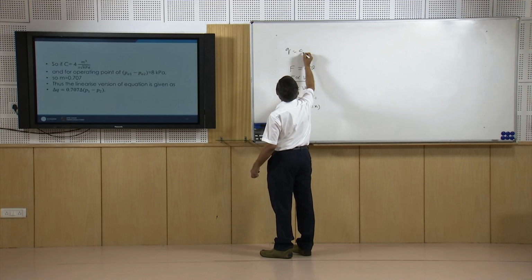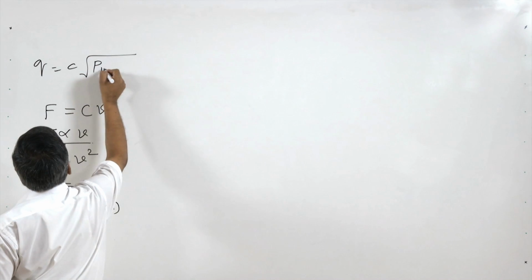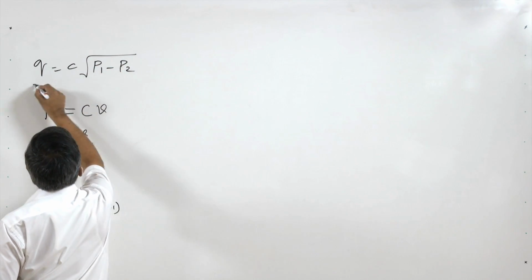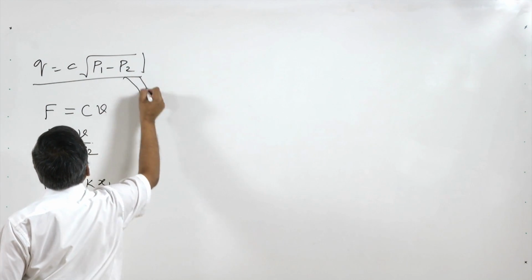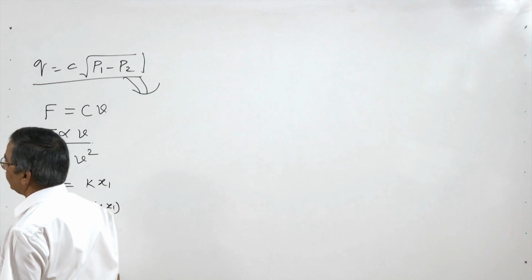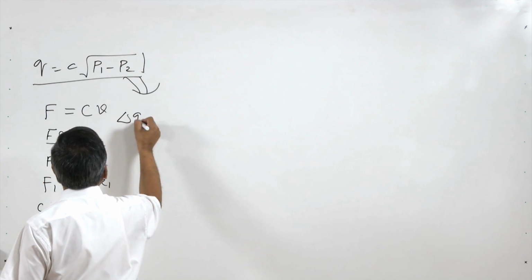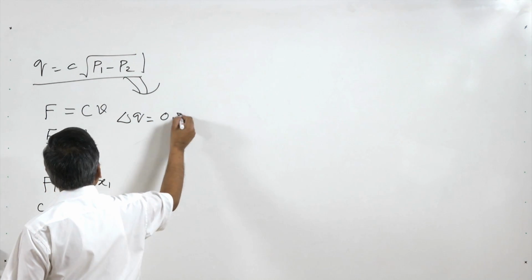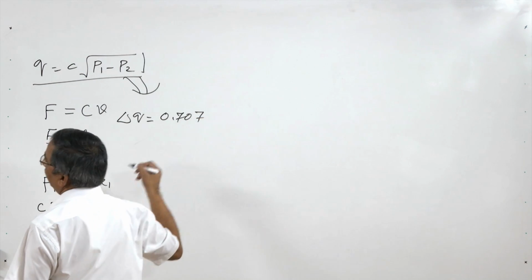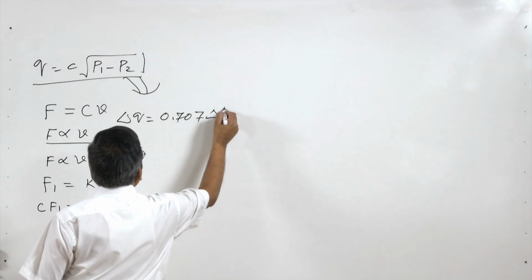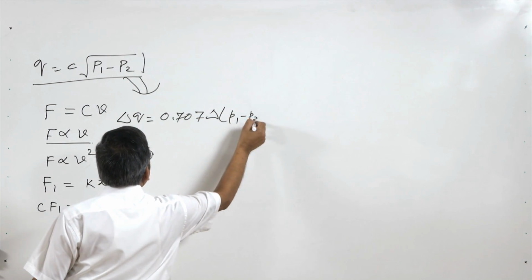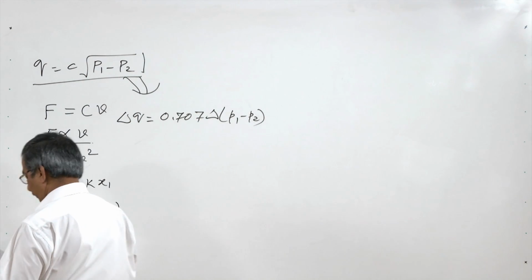So, this way I can get the linearized equation for our basic equation, which you remember was Q is equal to C under root P1 minus P2. So, this was the nonlinear equation, and this nonlinear equation has been linearized into del Q is equal to 0.707 del P1 minus P2. So, this is the linear version of it.